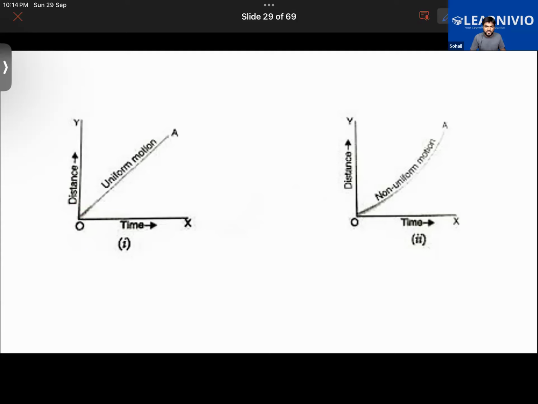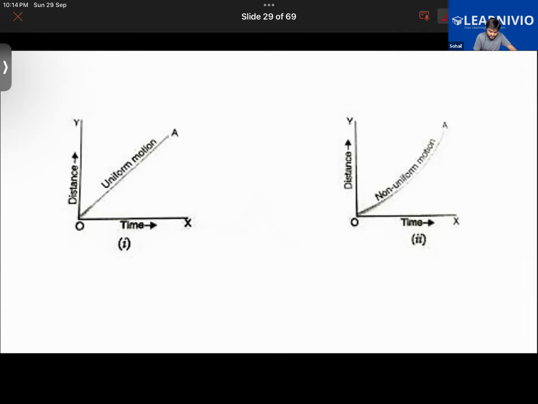All of you must be aware of the basics of graphs. Have you learned about the basics of graphs in mathematics? Yes, sir. Okay, let me ask you some questions. What is abscissa and what is ordinate? Not in this graph, but basically in any graph. We didn't learn that, sir.